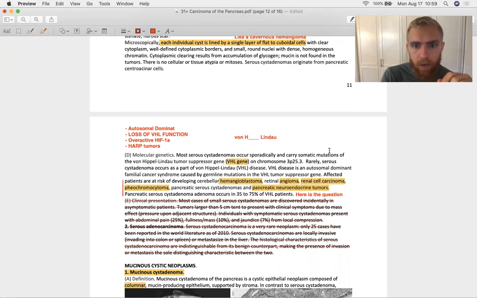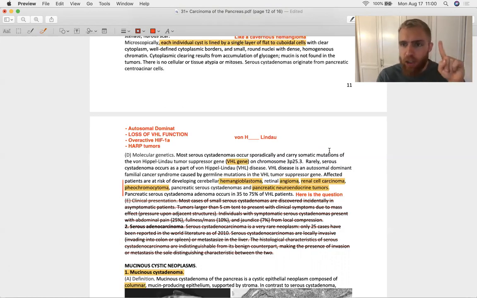So von Hippel-Lindau syndrome has a lot of H's going on in it. Von Hippel-Lindau, HIF-1A, and HARP tumors. And what HARP stands for, it's an acronym. It's the 4 types of tumors you're going to get in von Hippel-Lindau.